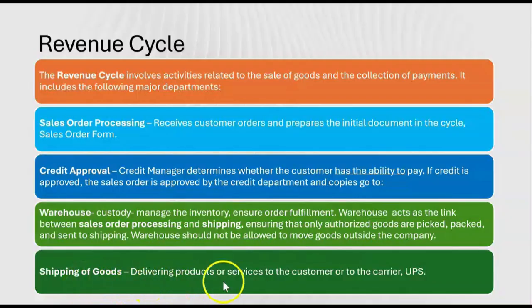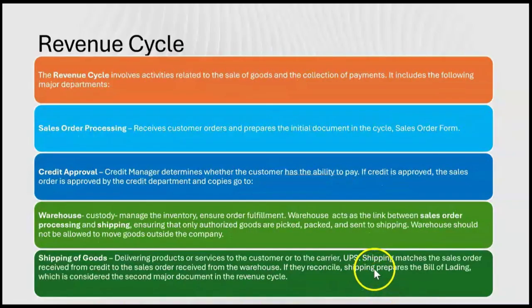Shipping of goods, delivering products or services to the customer or to the carrier like UPS. Now, one more thing about shipping. They should match the sales order received from the credit department to the sales order received from the warehouse. If they reconcile, then shipping prepares the bill of lading, which you have to know is considered the second major document in the revenue cycle.